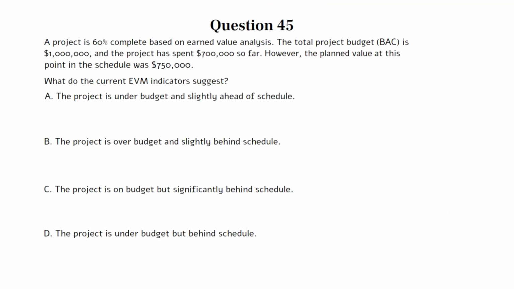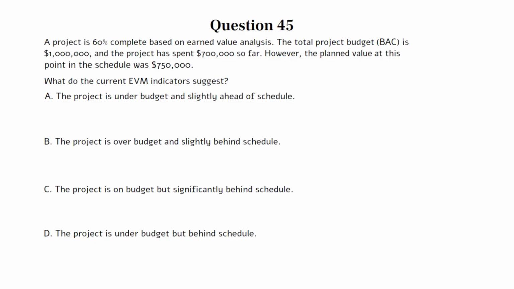Question 45. A project is 60% complete based on earned value analysis. The total project budget, BAC, is $1 million and the project has spent $700,000 so far. However, the planned value at this point in the schedule was $750,000. What do the current EVM indicators suggest?